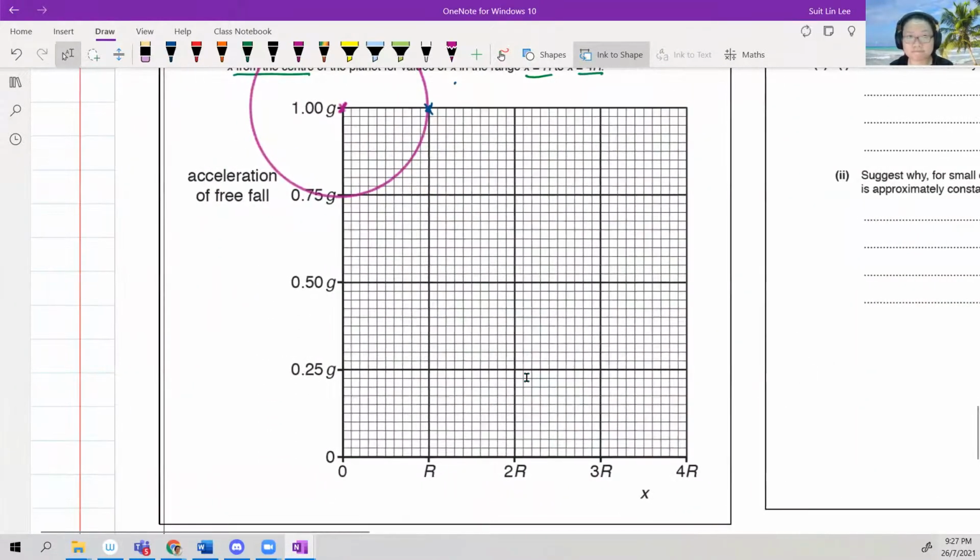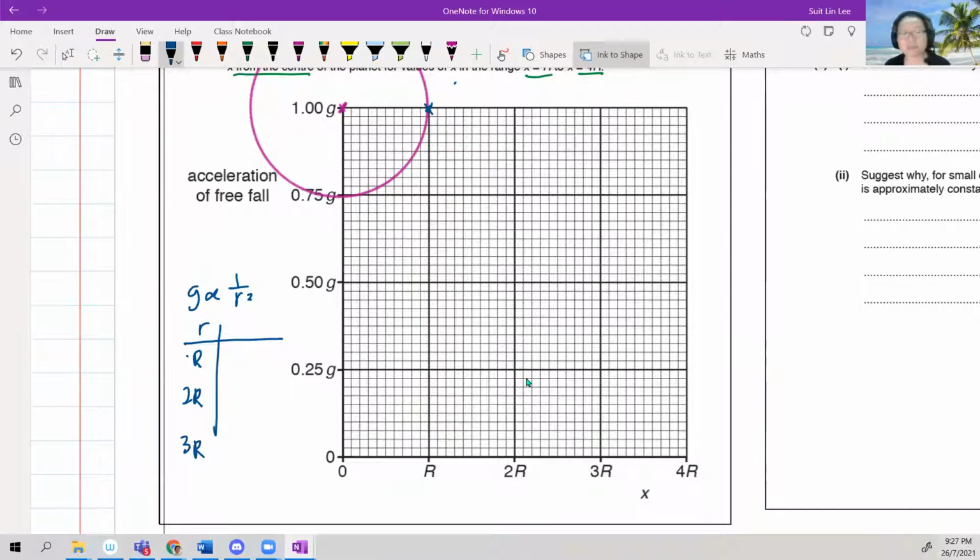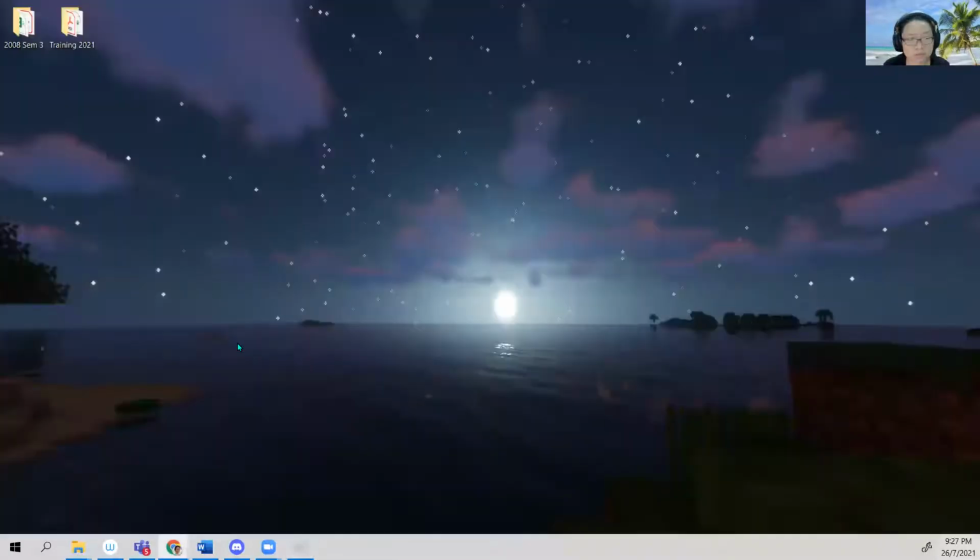Zoom out a bit. g is inversely proportional to r squared. If you generally don't do proportional very well, it's okay. We are starting with r, 2r, 3r. But because it's 1 over r squared, the further you go, the weaker it is. So this one will be g.